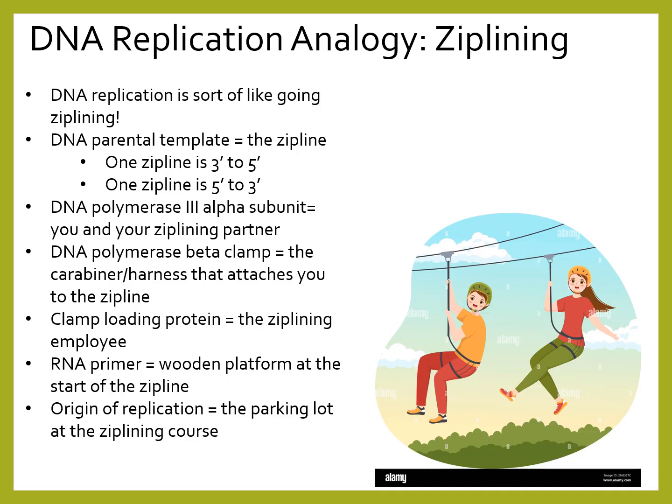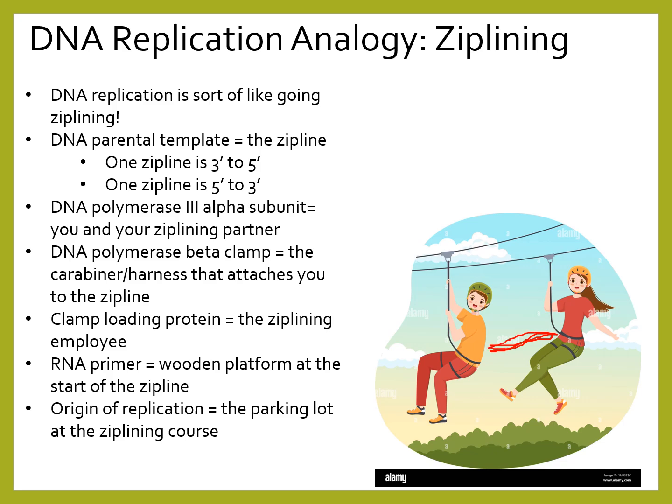So over the years, I've developed an analogy, and my analogy is zip lining. So I say DNA replication is kind of like going zip lining. Here's you and here's your partner. You are zipping down the zip line, having a lot of fun, but let's use that as our analogy for DNA replication. The DNA polymerase III alpha subunit is either you or your zip lining partner. And again, you are going down these two zip lines at the exact same time, so you are physically tethered to each other. I'm going to put a little belt here that physically attaches you and your partner together.